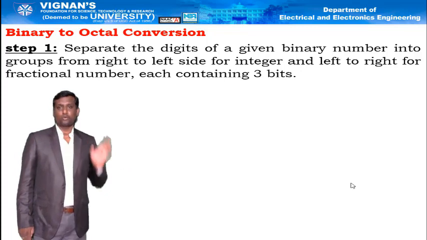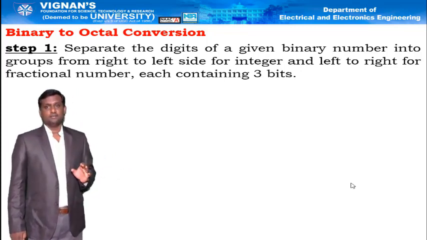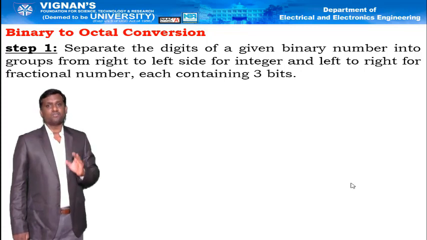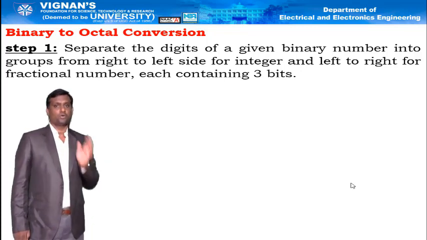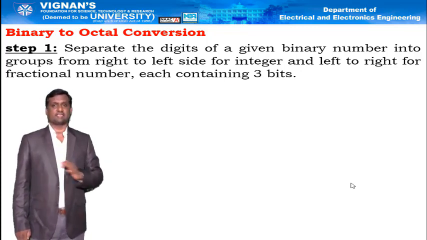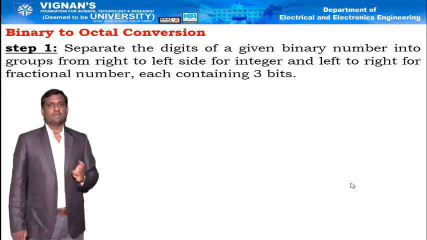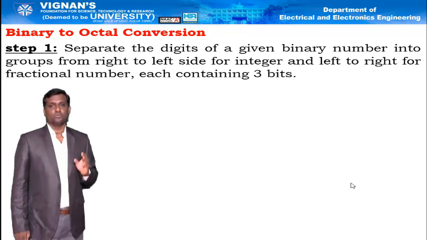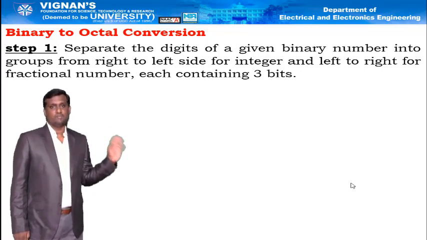Why only a group of 3 bits is selected here: the positional weight of octal with respect to binary is 2 cube. 2 cube is nothing but 8. That's why we have to consider 3 bits. So here the separation is done with 3 bits only.